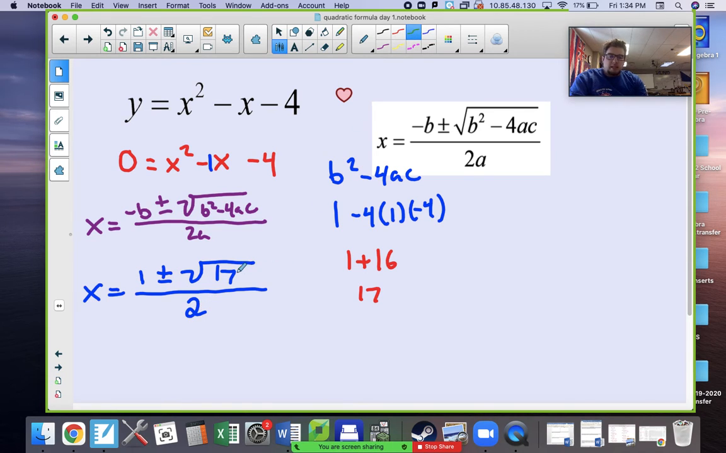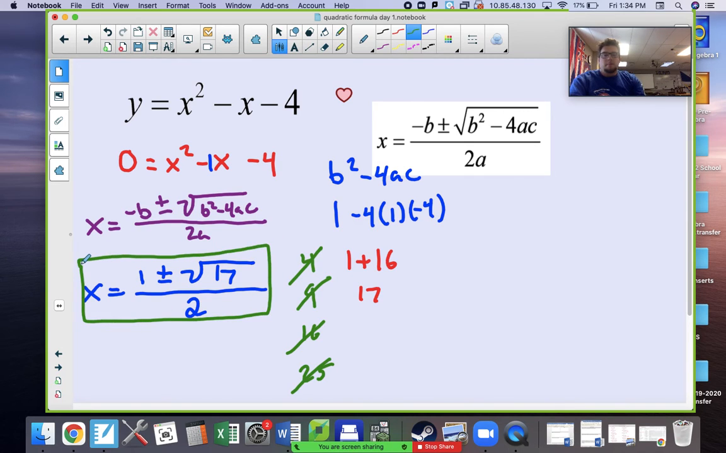We check again, can we simplify the 17? 4 doesn't work, 9 doesn't work. The next one will be 16, which we know doesn't work, and then 25, which definitely doesn't work. Ends our problem right there.